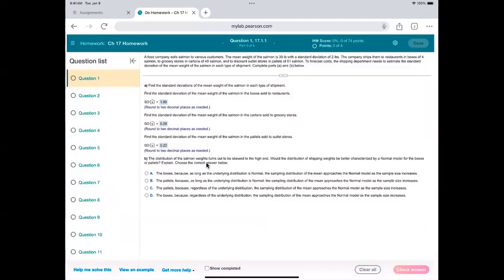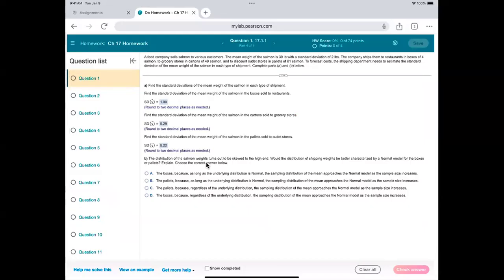And then let's do the last one. Were you all able to get the A part correct? Okay. So let's do the last one. Now this is what they are telling you. They say that the distribution of the salmon weight turns out to be skewed to the high end. Now, would the distribution of the shipping weight be better characterized by a normal model for boxes or pallets?